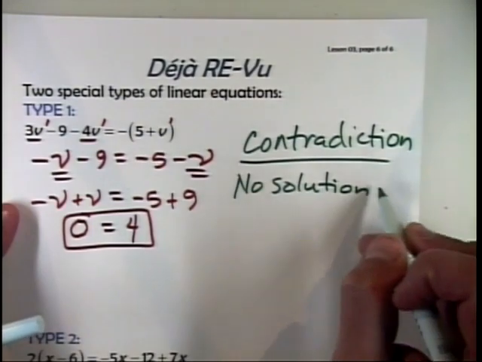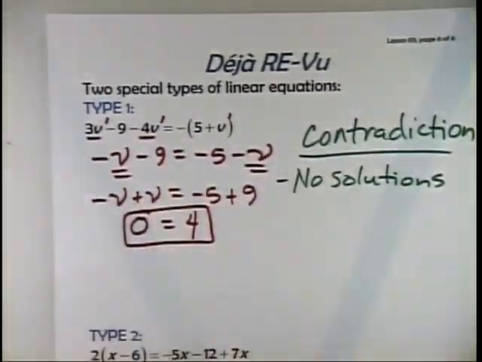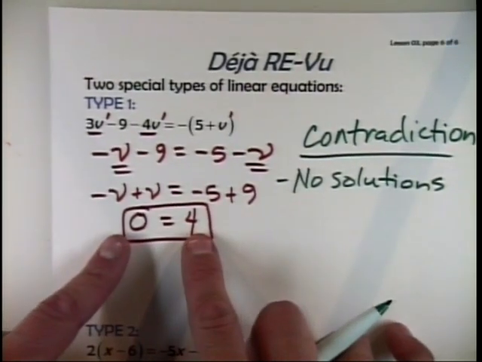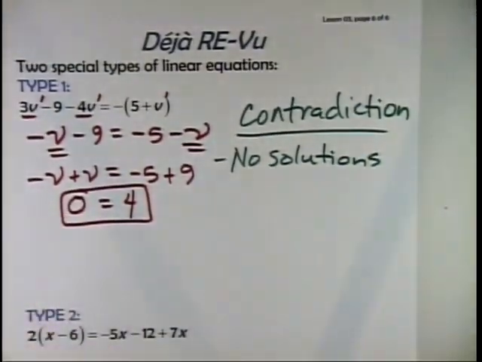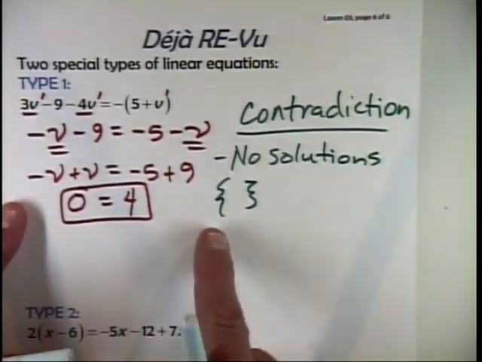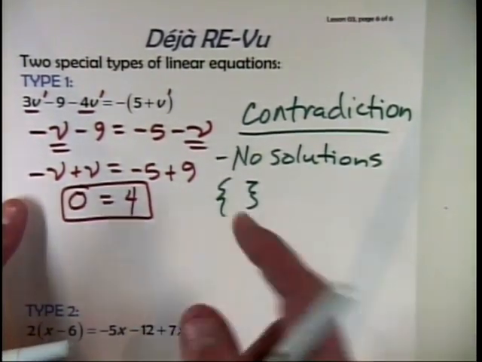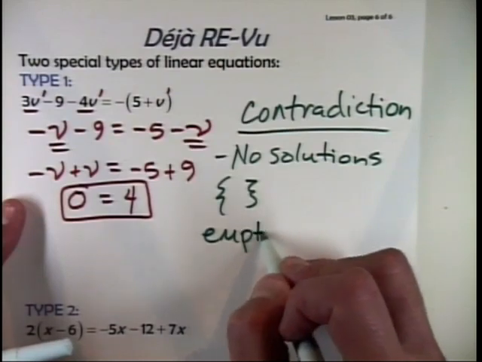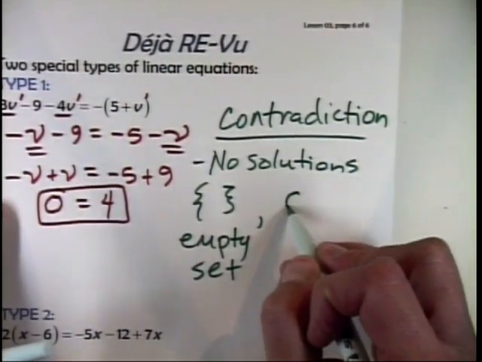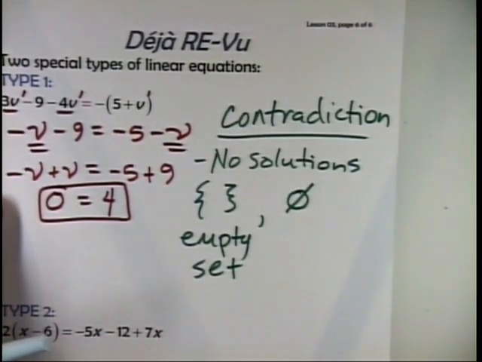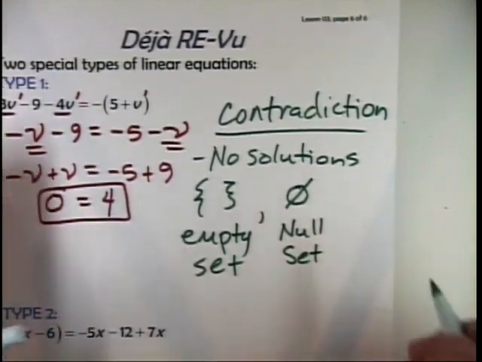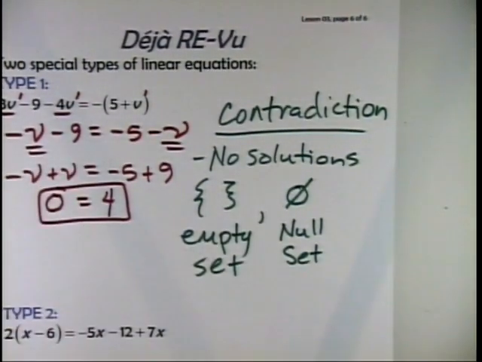You can try all you want by trial and error. Plug in as many different values of v as you want that are numbers, and you're always going to get an untrue statement. None of them work. How do we express no solutions in set form? Well, you can say that it's the set of nothing, which we call the empty set. Or there's another way. You can equivalently write it as a circle with a backslash through it, and we read that as the null set. They typically mean the same thing. It just means no solution.